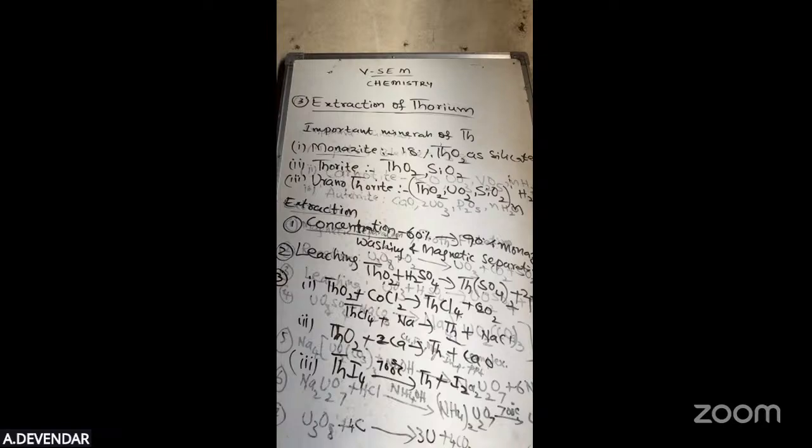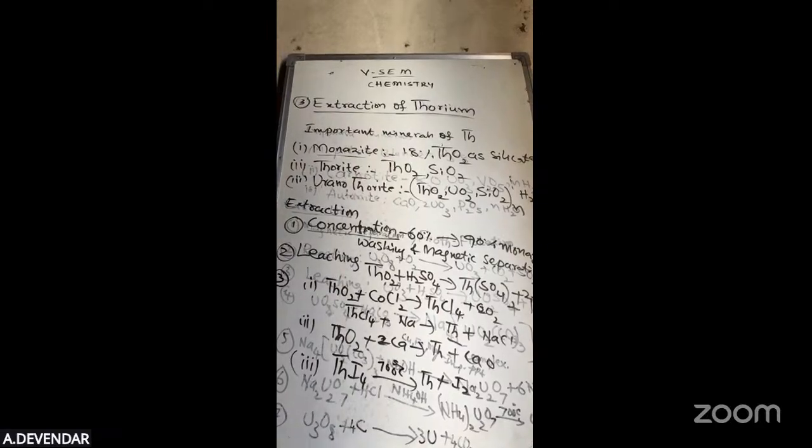So where is it used? It is used in the production of enriched uranium. Very important: thorium is used for the extraction of uranium-235, which is called enriched uranium. You know that in our Hyderabad we have NFC, the Nuclear Fuel Complex, in Nacharam. They prepare enriched uranium with the help of thorium only. With the help of thorium, you can prepare enriched uranium, uranium-235, which is used for nuclear energy purposes.